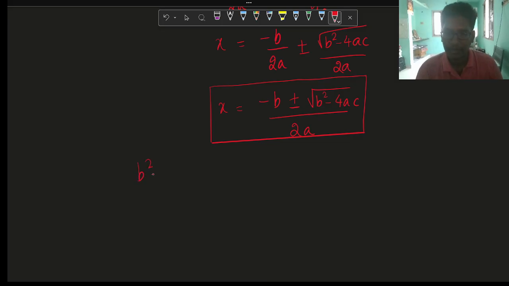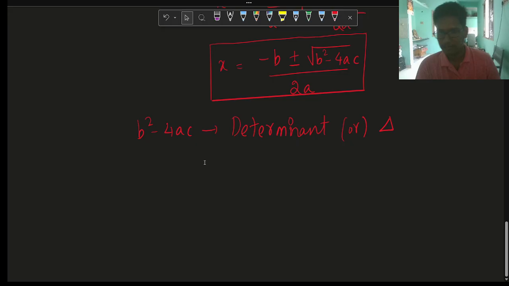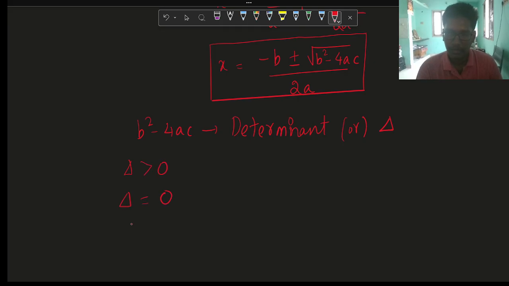And here b² − 4ac is called the discriminant, or it is denoted in symbolic form as delta. If delta is greater than 0, delta is equal to 0, delta less than 0. If delta is greater than 0, you would get real roots.